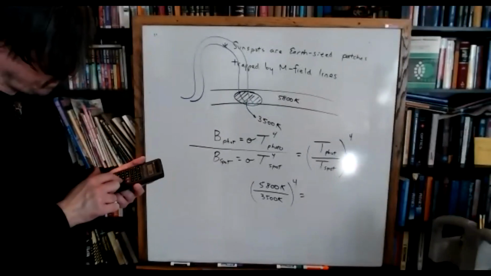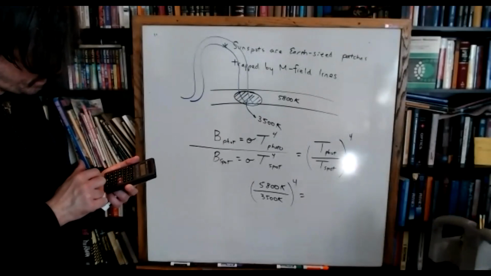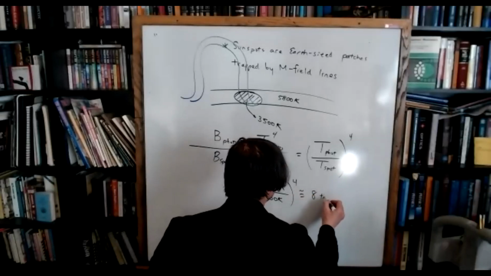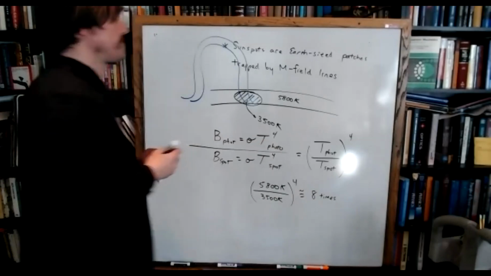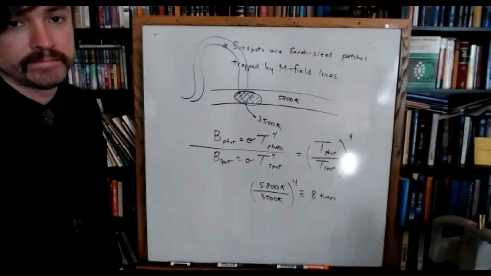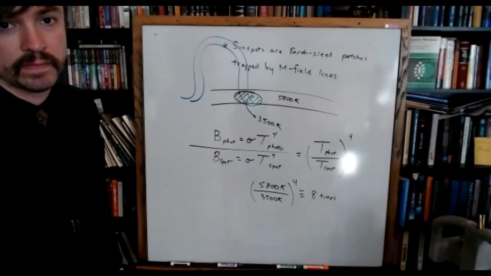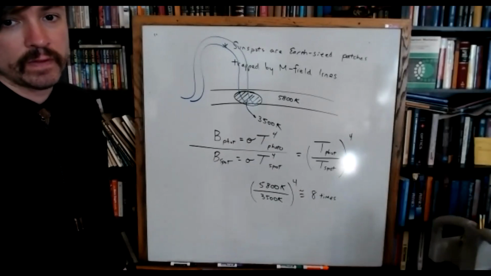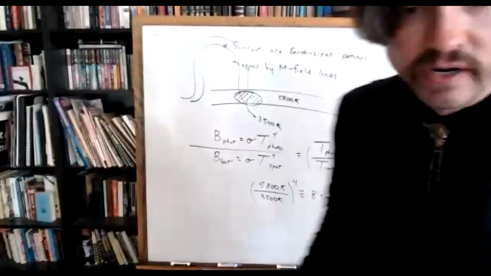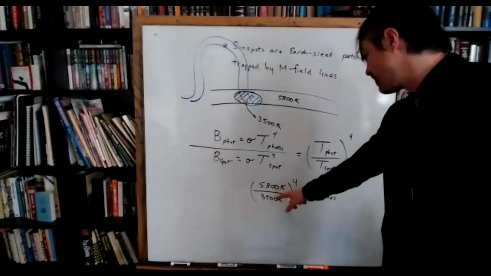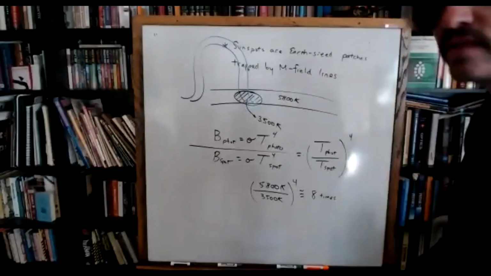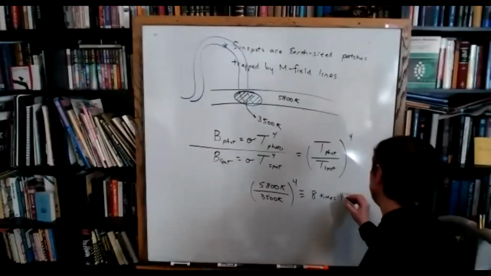I was wondering where I put my calculator. I get 7.5, or approximately 8 times. What does that mean? The sunspot is 8 times cooler than the photosphere? No, cooler is temperature. It is not 8 times cooler. Oh, 8 times, or better said, the photosphere is 8 times brighter than the sunspot. That's right. The photosphere is 8 times brighter than a sunspot.